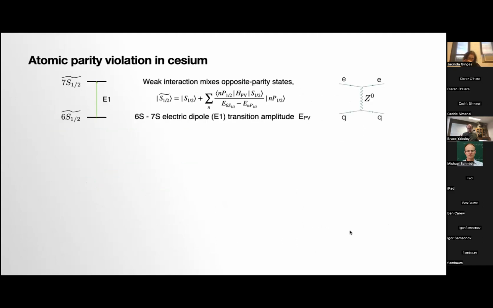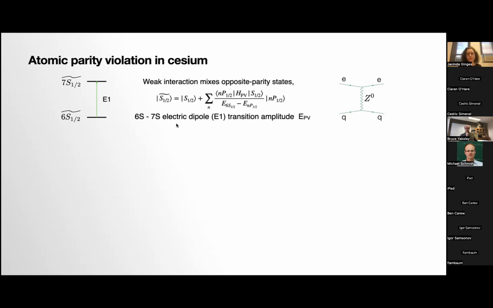So just to talk about what I mean by this amplitude. Because we have these tiny parity violating effects within the atom, it means that each of these states, so an S state is not a pure S state, it has a tiny admixture of opposite parity, so P half states within it. And these are admixed by the weak interaction. So this is the weak Hamiltonian, excuse me. And so this is just first order perturbation theory.